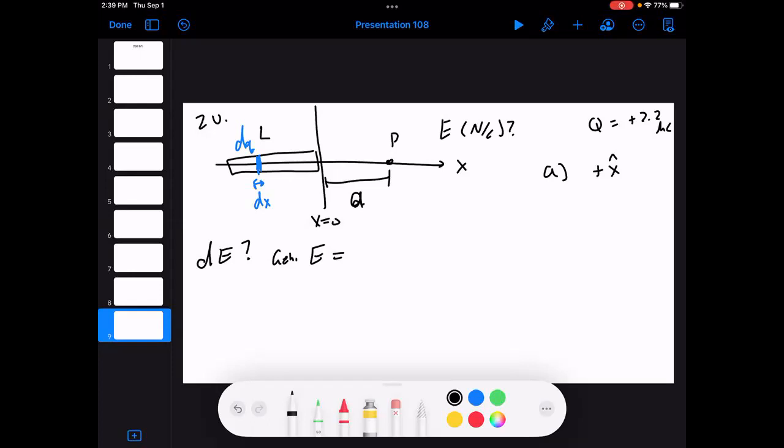What is the equation we have for electric fields? KQ, I like KQ over x squared. And I'm going to say in general r squared, but we're about to say x squared. In general, that's the equation you want to use for electric fields. It's the electric field of a point charge.